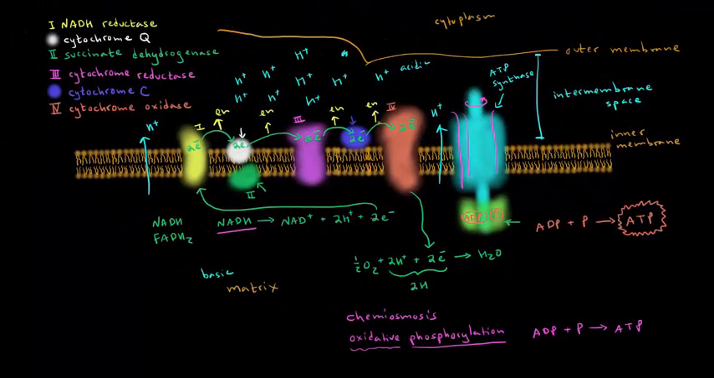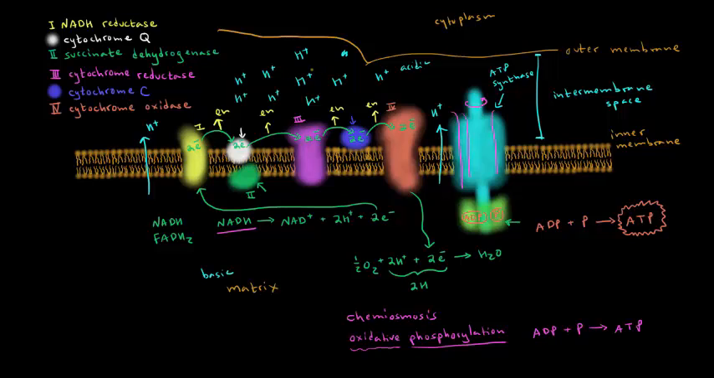Let's just recap everything that happened here. We had NADH and FADH2, which were produced during the Krebs cycle. They got oxidized. They lost electrons. Those electrons went on to the first enzyme, and from there on they went from enzyme to enzyme to enzyme. And when those electrons went from enzyme to enzyme, they went from a state of higher energy to a state of lower energy. When electrons do that, they release energy. That energy was used to pump hydrogen ions from the matrix into the intermembrane space.